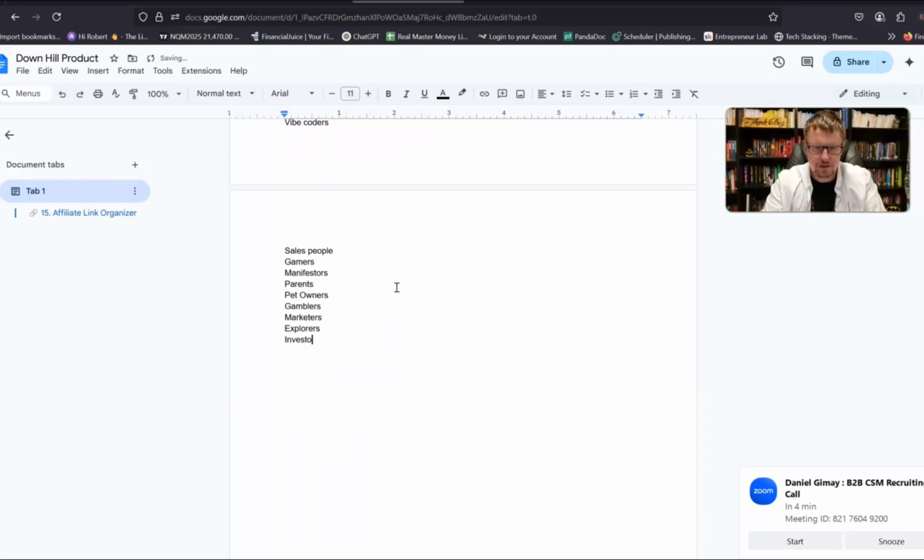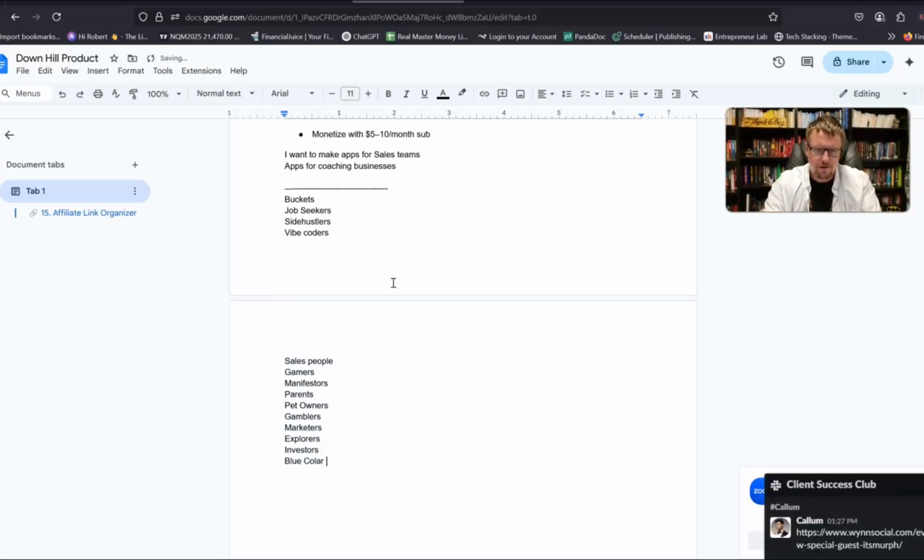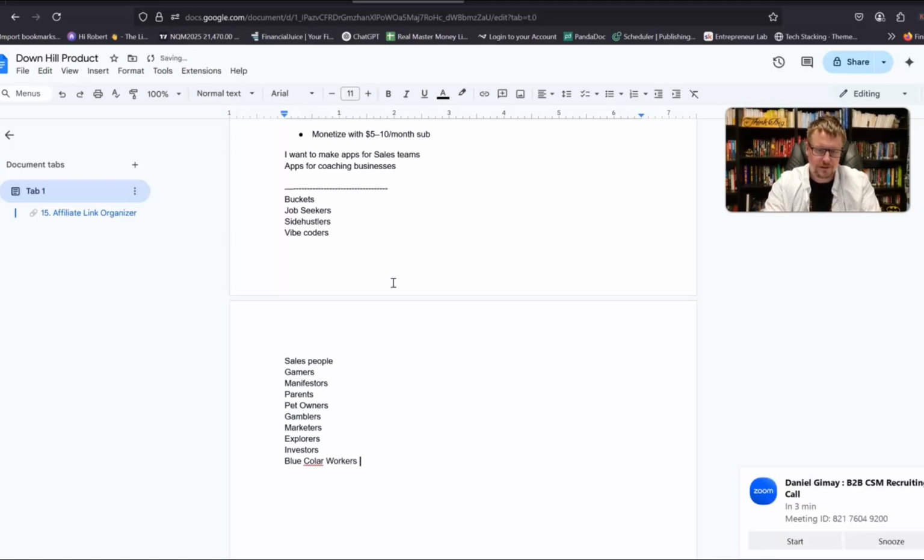Oh, investors. There's an identity behind why they would buy something from you. They have their identity of who they are and they would buy this kind of product because of it, right? Or they have a pain point and this will relieve them from that pain. Those are the main reasons people buy. So we want to make something. Another one would be blue collar workers or business owners.